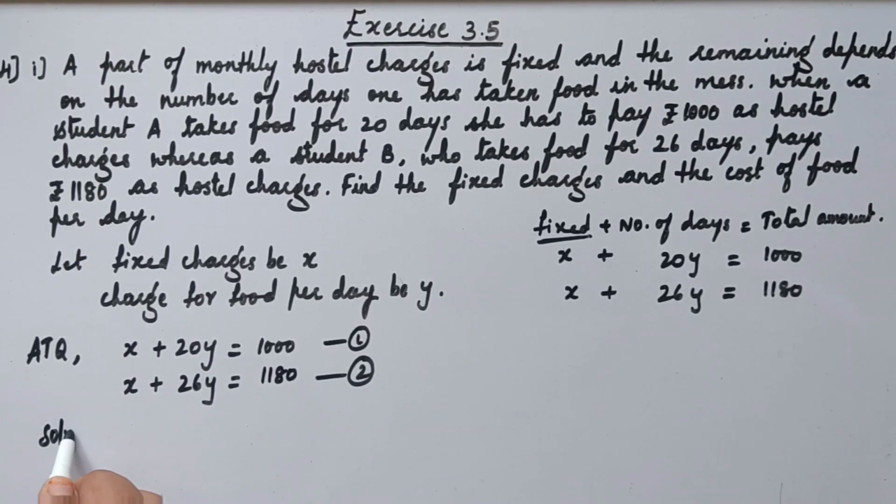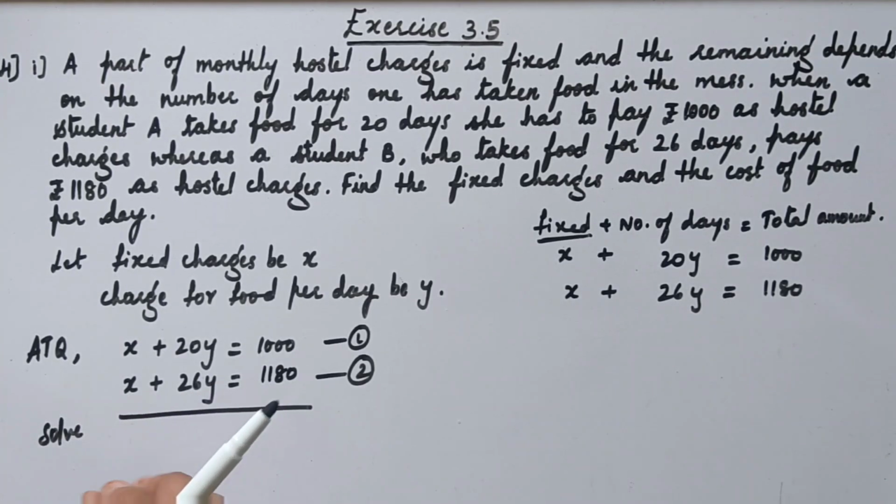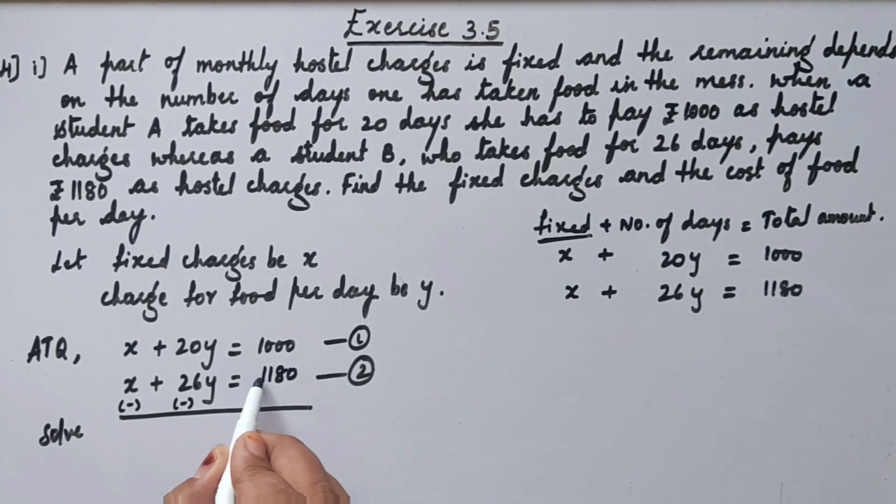When we solve this, you can see the coefficient of x is the same. Now I can directly cancel. Before cancelling, check that both signs are the same. When both signs are the same, is it possible to eliminate? No, it is not possible. So we need to change the sign: here plus, minus; here plus, minus. Let me eliminate x here.